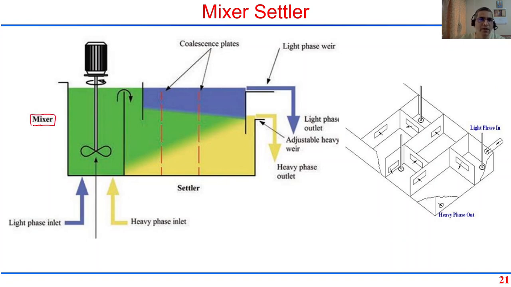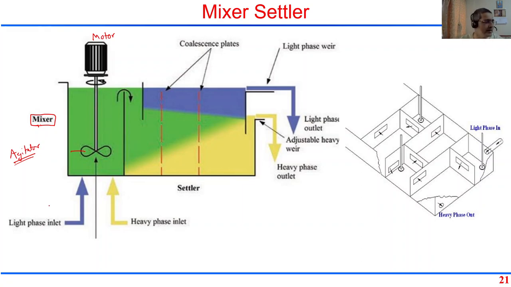Mixer is for creating the dispersion. So we have an agitator. We have a motor that is going to give you power to rotate that agitator. The agitator could be a disc turbine, Rushton turbine, propeller, hydrofoil, whatever different equipment.